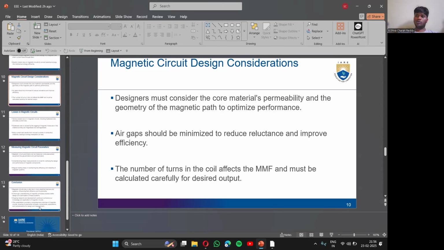Designers must consider core material permeability. Permeability is an important aspect, so it should be considered along with the geometry of the magnetic path, to optimize performance. Air gaps should be avoided to reduce reluctance and improve efficiency. The number of turns in the coil affects the magnetomotive force, so they must be calculated carefully for the output which we want.